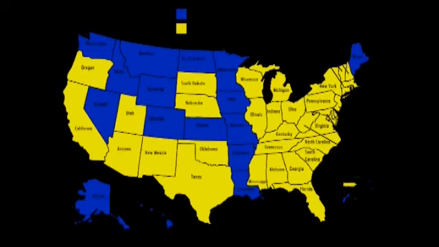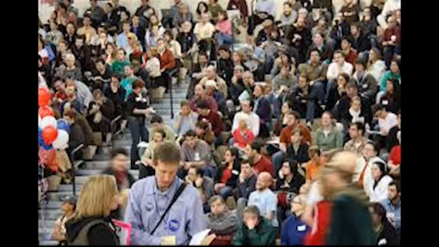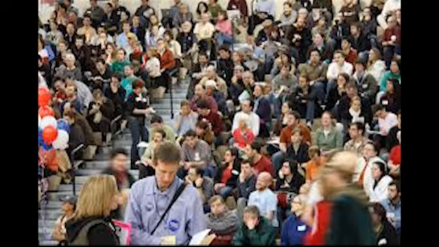Each state holds a primary or a caucus. Caucuses were the original method for choosing a candidate, which dates to the election of the second president of the United States. Very few states still hold caucuses. A caucus is where people gather in a room to discuss and decide together who they want to be the candidate of their political party.